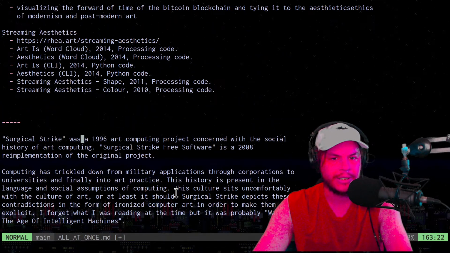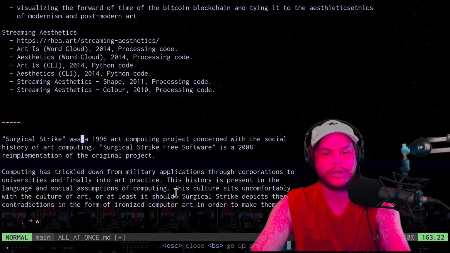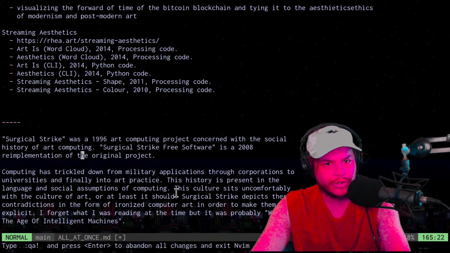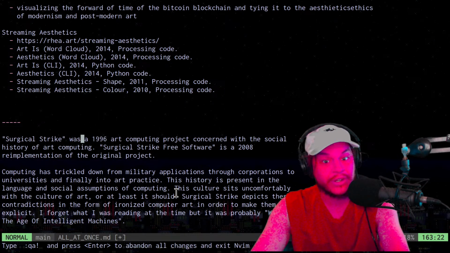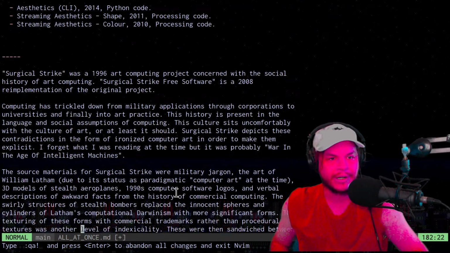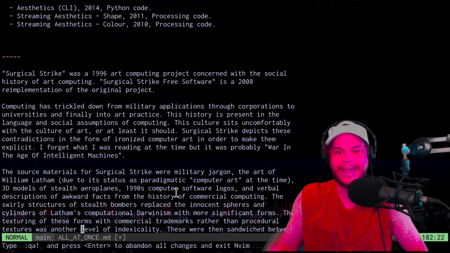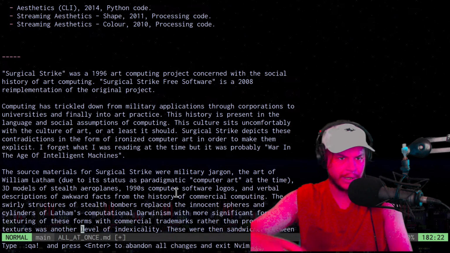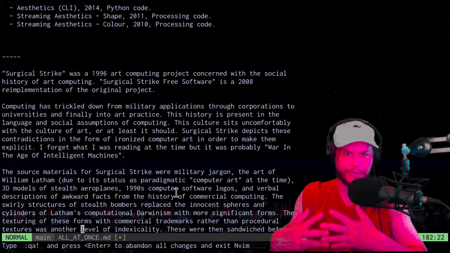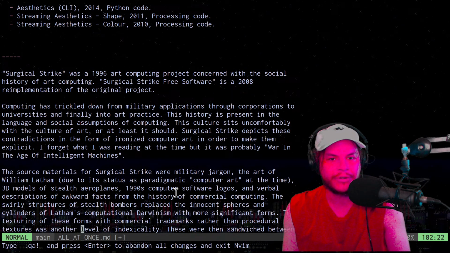Surgical Strike was a 1996 art computing project concerned with the social history of art computing. Surgical Strike-Free software is a 2008 reimplementation of the original project. Note: computing has trickled down from military applications through corporations, universities, and finally into art practice. This history is present in the language and social assumptions of computing. This culture sits uncomfortably with the culture of art, or at least it should. Surgical Strike depicts these contradictions in the form of ironized computer art in order to make them explicit.